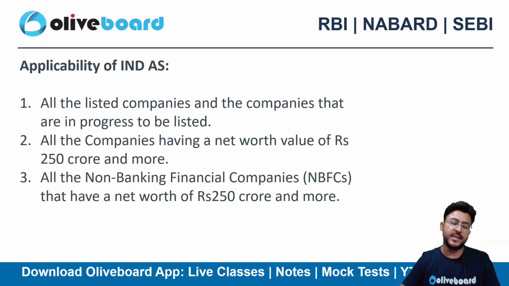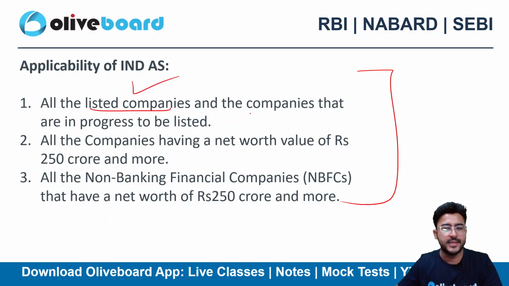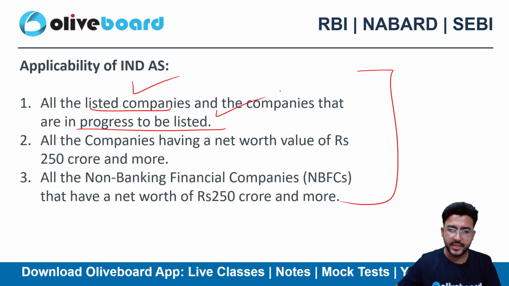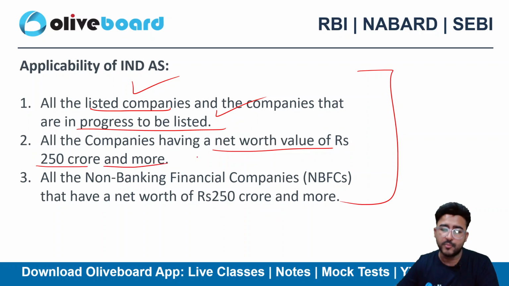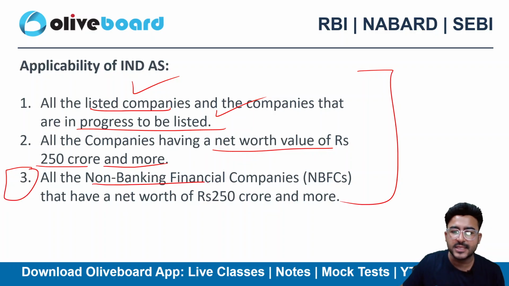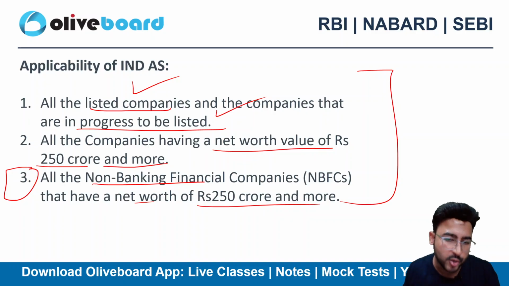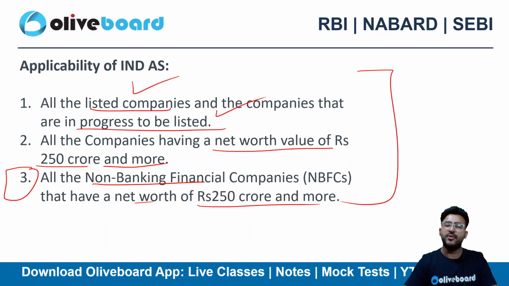And here is the applicability criteria of the Ind AS. If you are a listed company, definitely you need to follow the Ind AS. Or if you are in the process of being listed, again you need to follow the Ind AS. If you are not listed, if you are not in the process of listing, then you need to have a net worth of at least 250 crore or more, right? If your net worth is 250 crore or more, again you are a big company, you need to follow Ind AS. Even if you are a non-banking financial company, your net worth is up to or greater than 250 crore. If your net worth is 250 crore or more, again you need to follow the Ind AS.